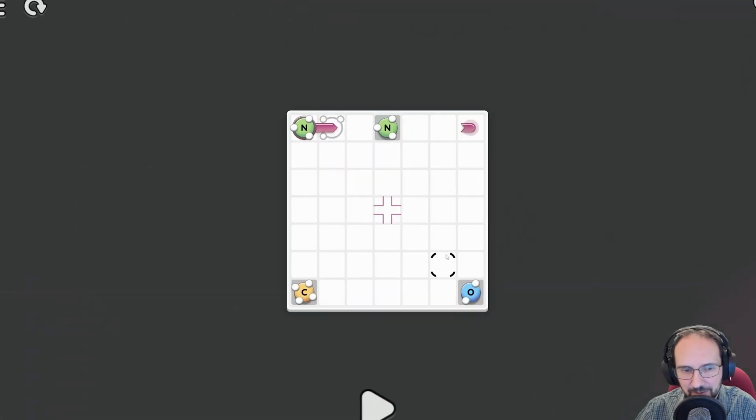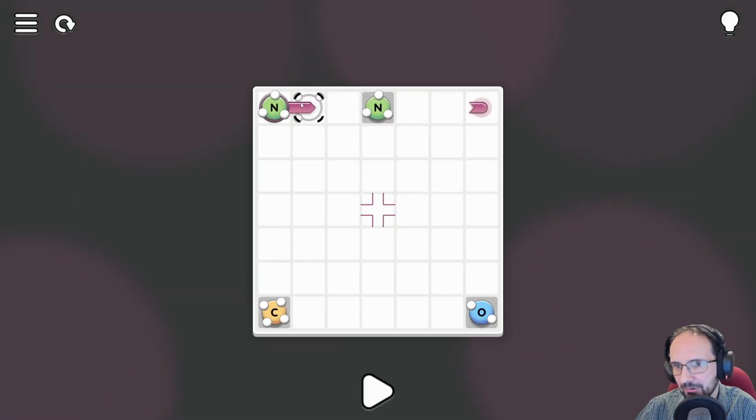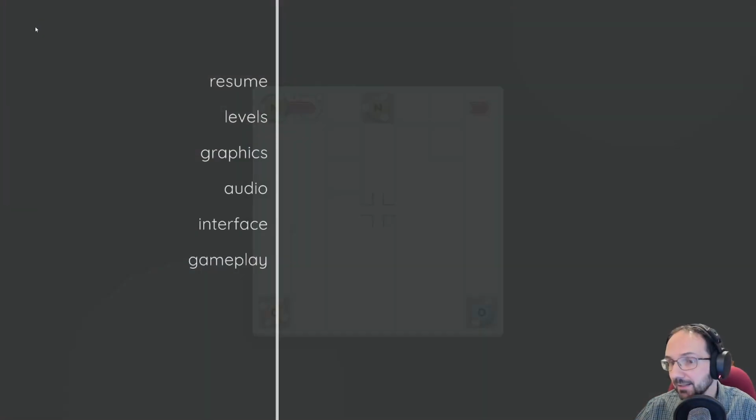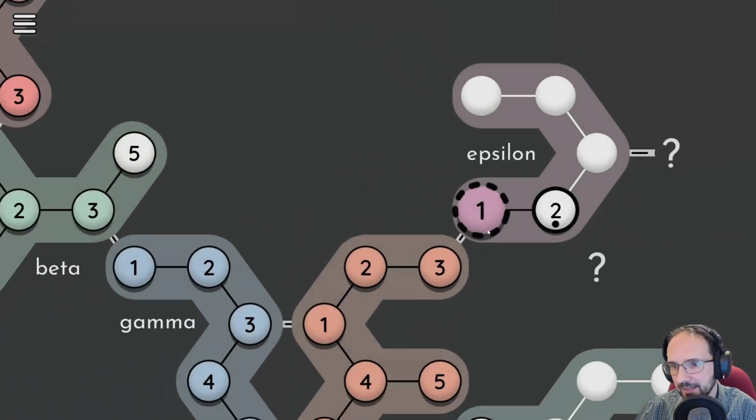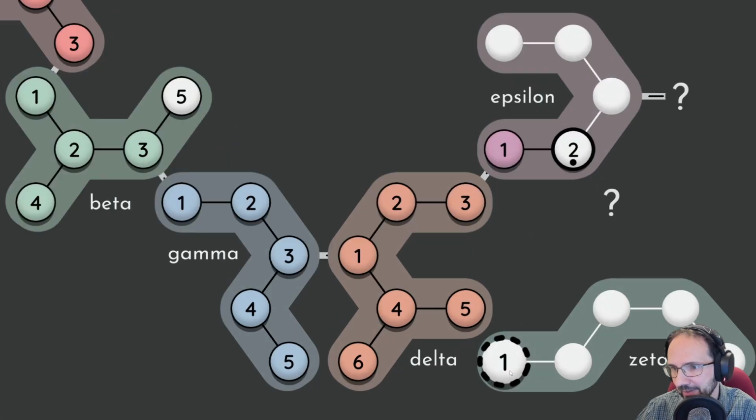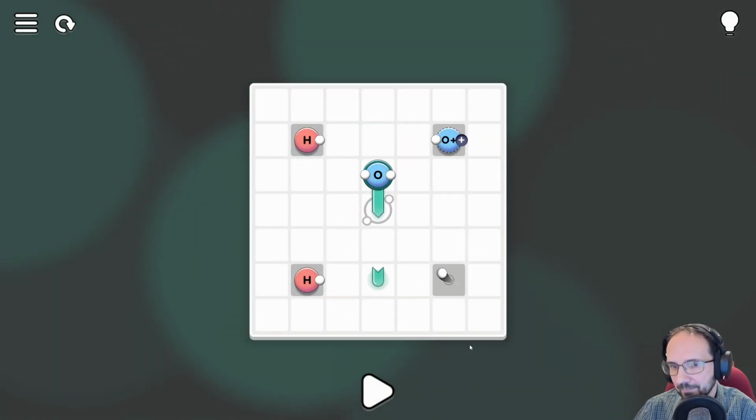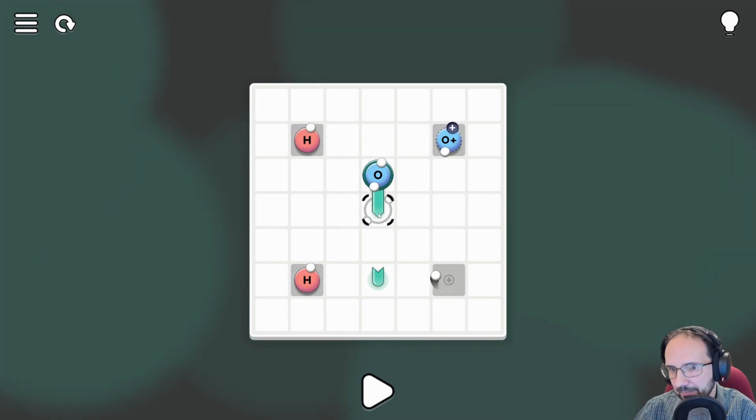Okay, so presumably all of the Epsilon puzzles are going to be ones where we can cross over each other. Just for interest, let's have a look at Zeta and see what that is. No obviously different mechanic than we've seen before.